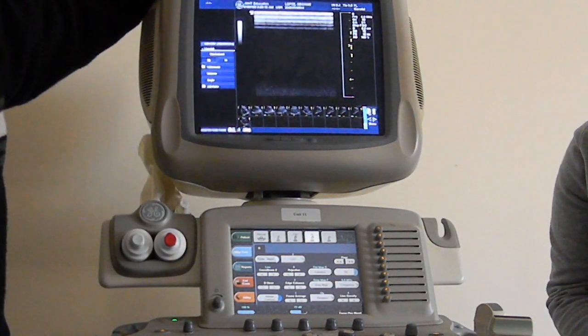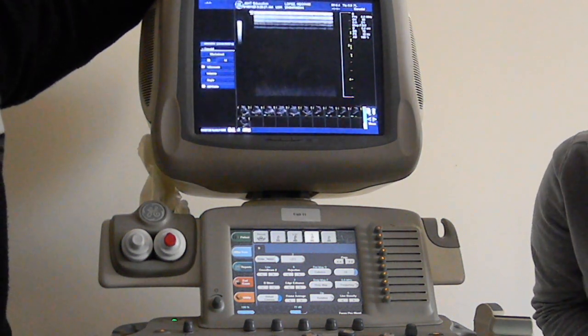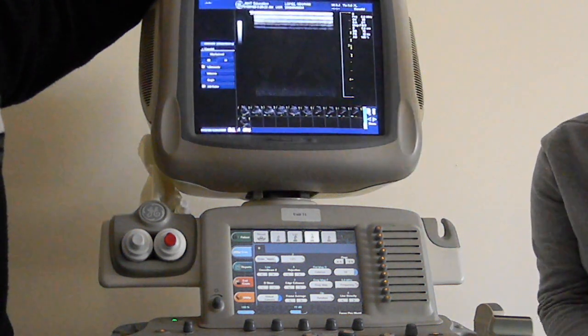Does it really matter which one we pick or not? That's something that you will get onto when you go for your scans. But usually, no, not really.